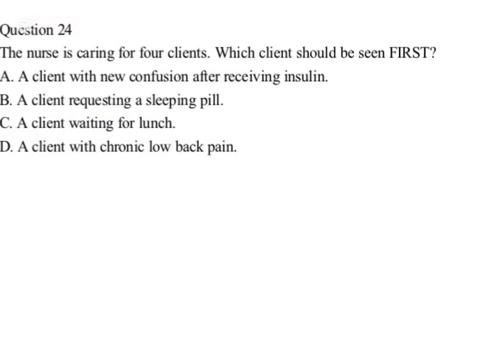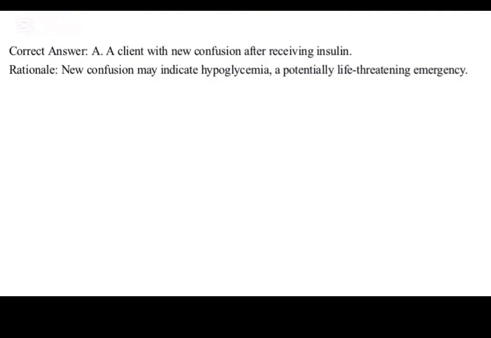Question 24. The nurse is caring for 4 clients. Which client should be seen first? A. A client with new confusion after receiving insulin. B. A client requesting a sleeping pill. C. A client waiting for lunch. D. A client with chronic low back pain. Correct answer, A. A client with new confusion after receiving insulin. Rationale: new confusion may indicate hypoglycemia, a potentially life-threatening emergency.